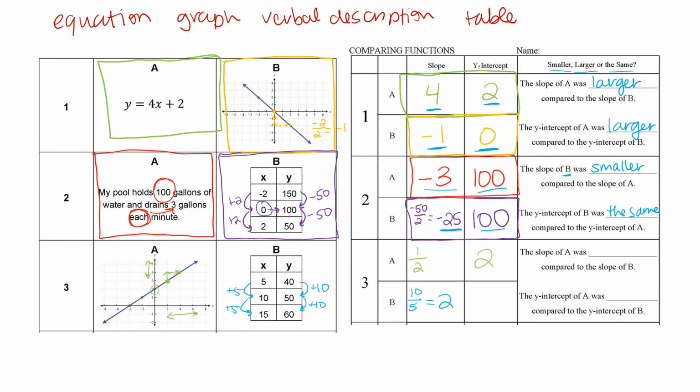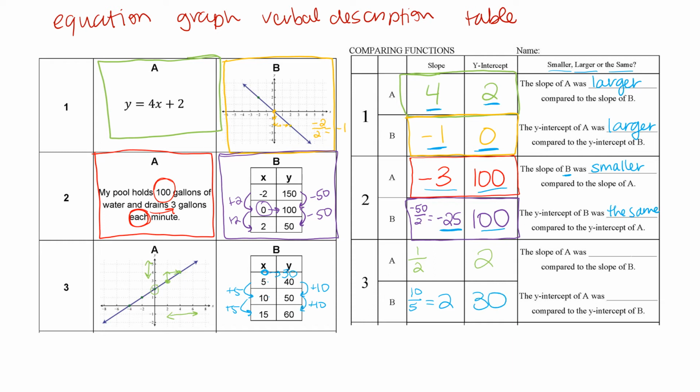And then I don't have a 0 in my x column to find my y-intercept, so I'm going to have to figure out where 0 would go. If I follow the pattern backwards, I have 15, 10, 5, 0 would come next because I'm counting backwards by 5s. And then on the y side, I have 60, 50, 40, 30 because I'm counting back by 10. So across from 0 would be 30.